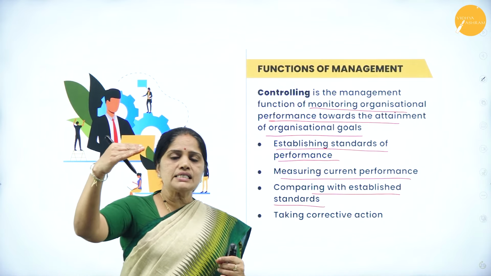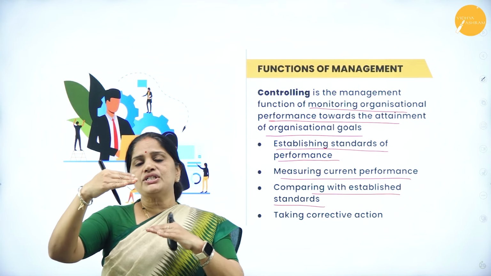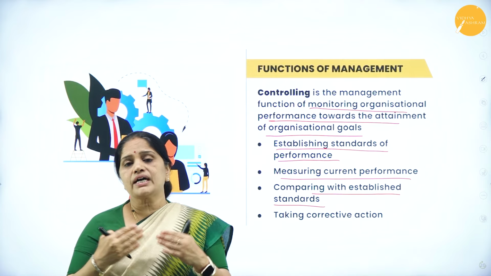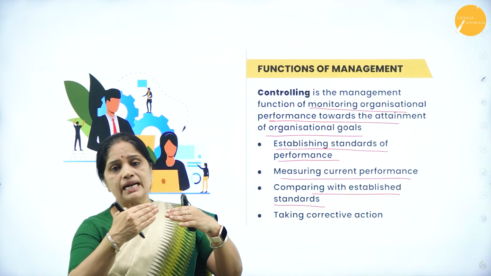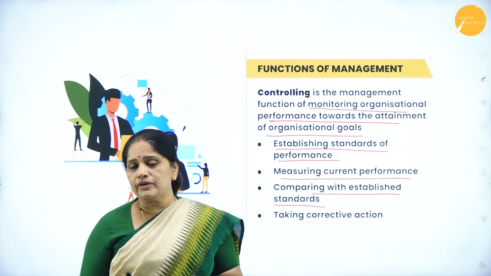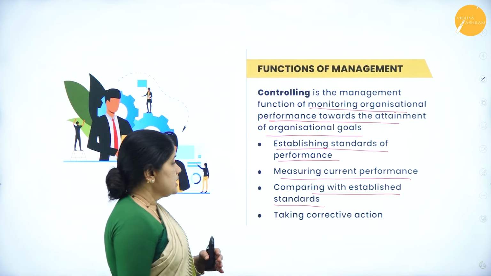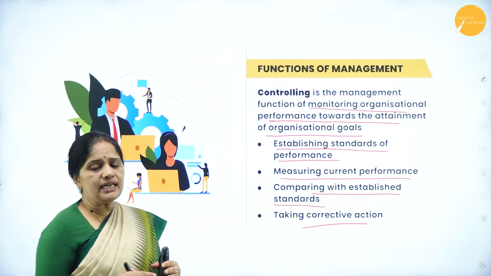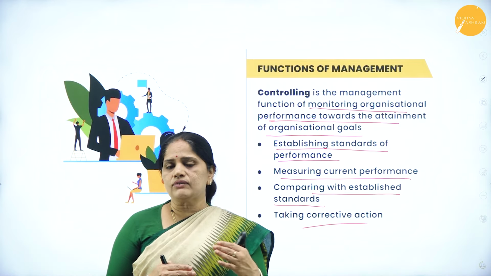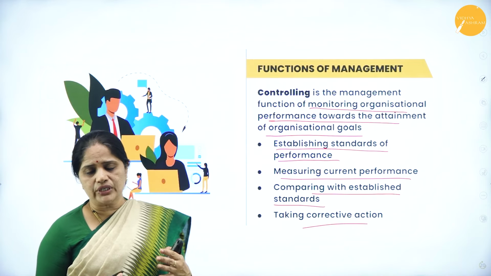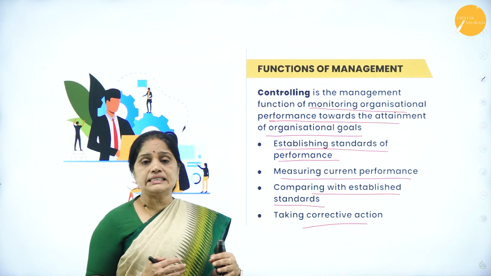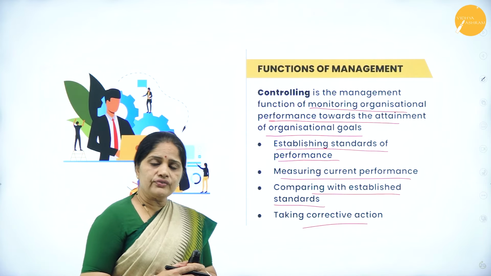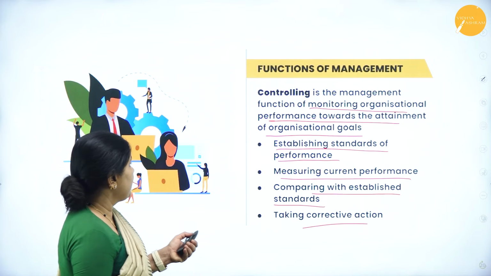So you have already established a standard and you are measuring the actual job performance of each individual. Now you have a comparison. So whether he meets the standards, whether he is below the standard or above the standard, that we have to see. And lastly, taking corrective action. So in case he is below the standard, then what are the various measures we have to take in order to see that he reaches the standard? So these are all the functions of the controlling function of management.